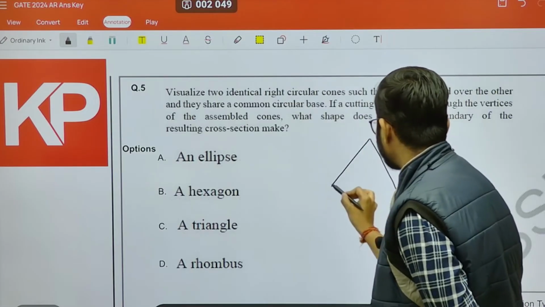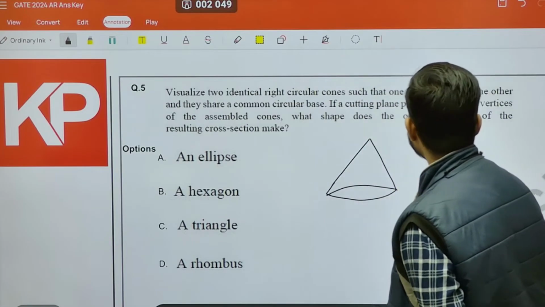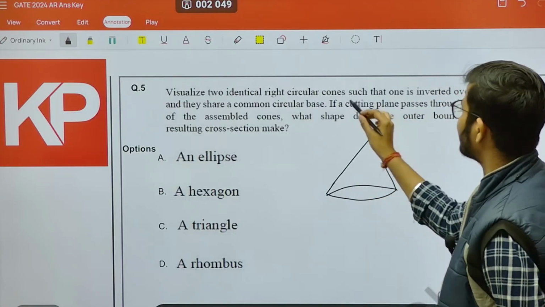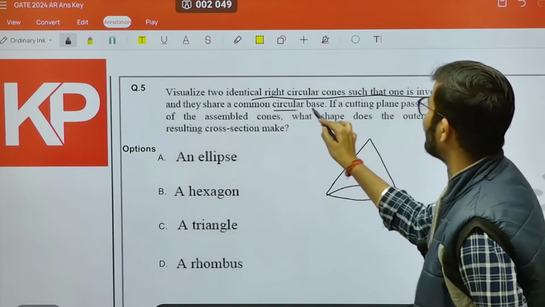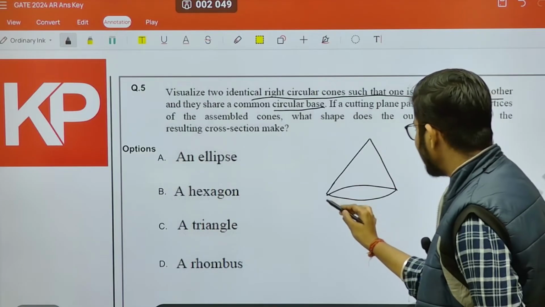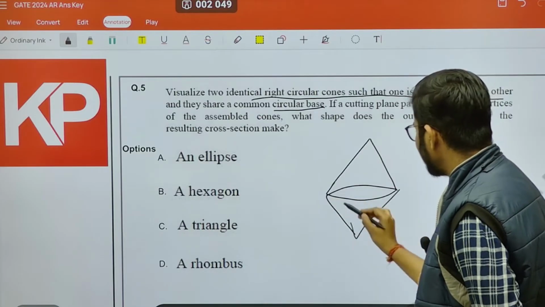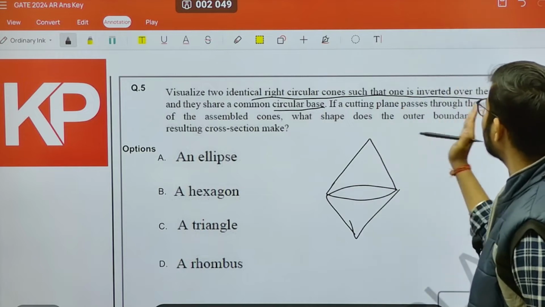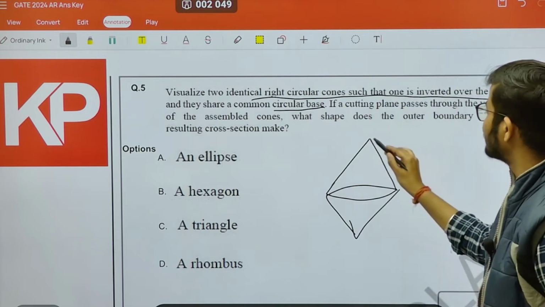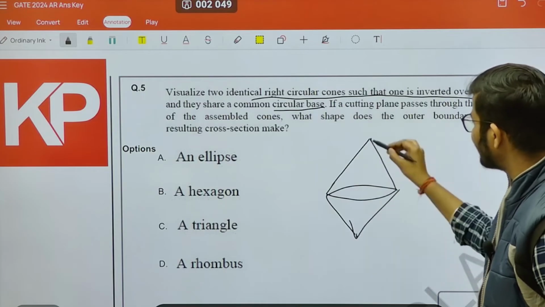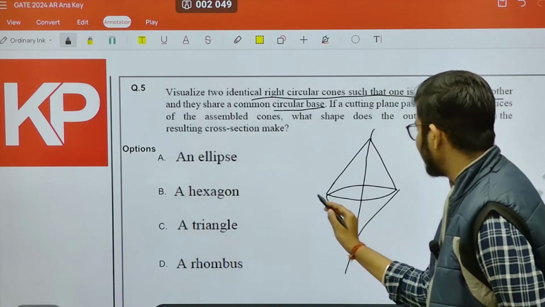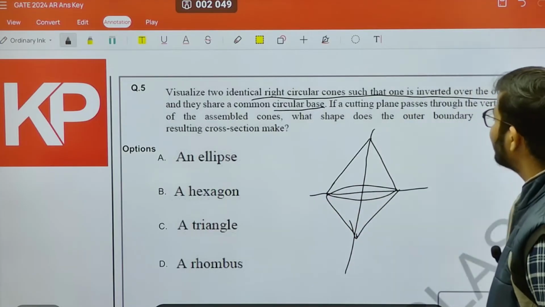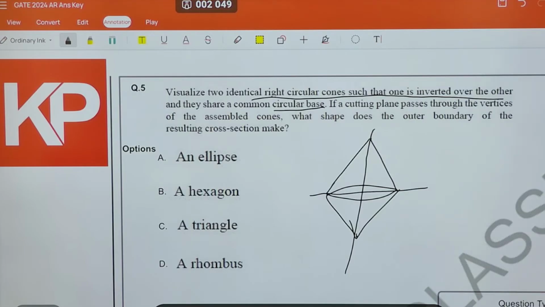Suppose this is cone 1, and the other is inverted in the sense that this part is overlapping the other. They are saying visualize two right circular cones such that one is inverted over the other and they share a common circular base. This is the circular base, so they share a common circular base and are identical with each other. Now they are saying if a cutting plane passes through the vertex of the assembled cones. What is the vertex? This is going to be the vertex. This is the cutting plane that is passing through the vertex. Now they are asking what shape the outer boundary of the resulting cross section will make.